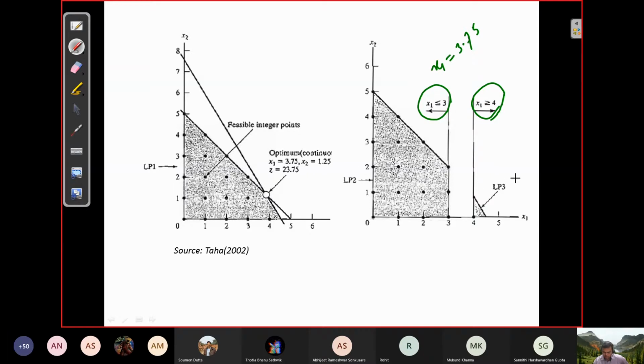So now, LP2 and LP3 are created. Now we try to solve LP2. So what is LP2? If I want to write LP2, what would be the objective and the constraints?